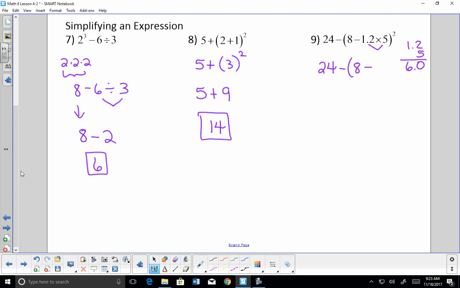Okay, so I now have 8 minus 6, but I still have that to the second power, or squared. So according to order of operations, I have to do the 8 minus 6 first. So I'll bring down my 24, I'll bring down my subtraction sign. 8 minus 6 is 2, and that's still to the second power. So now I'll do 24 minus 2 to the second power is 4, so that would be 20.